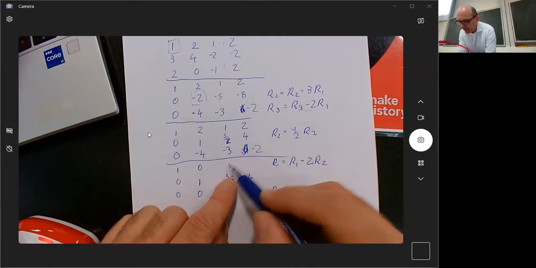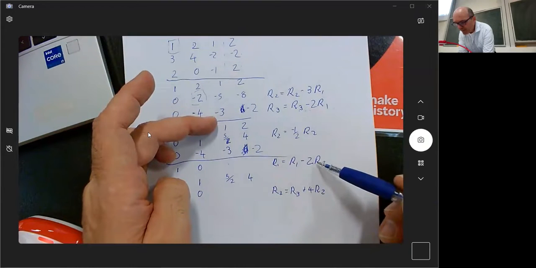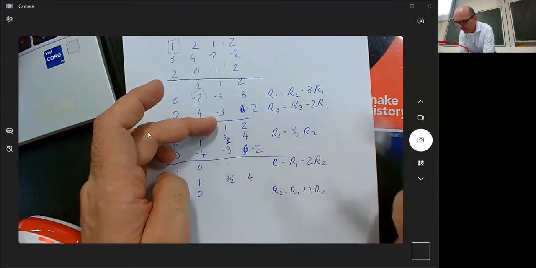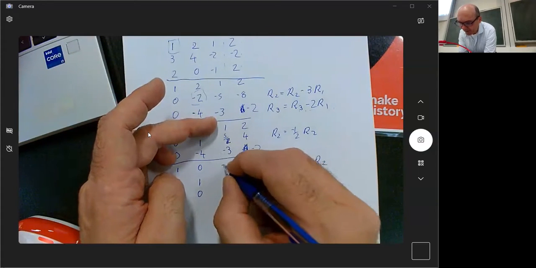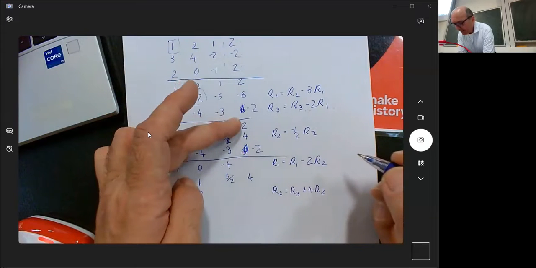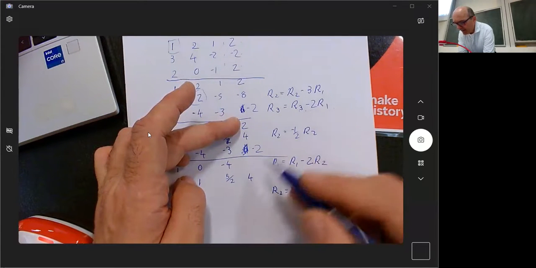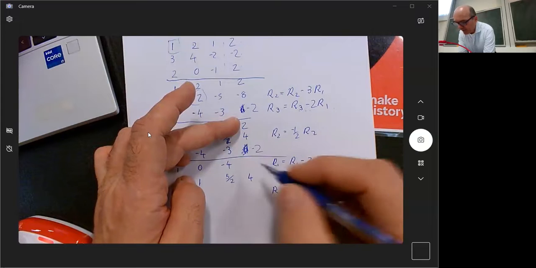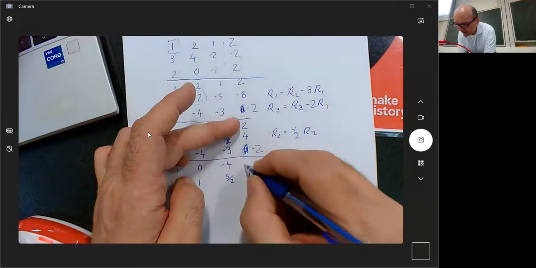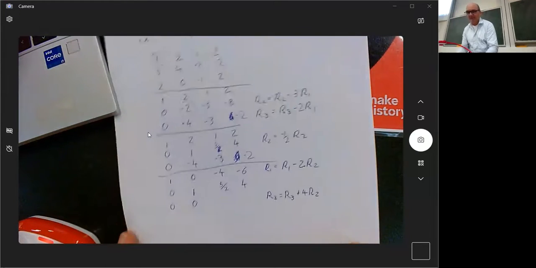So if we talk about this element here, we have 1, take 2 lots of 5 on 2. So that's 1 take 5, which is going to be minus 4. We have 2 take 2 lots of 4, so 2 take 8 is going to be minus 6, hopefully.